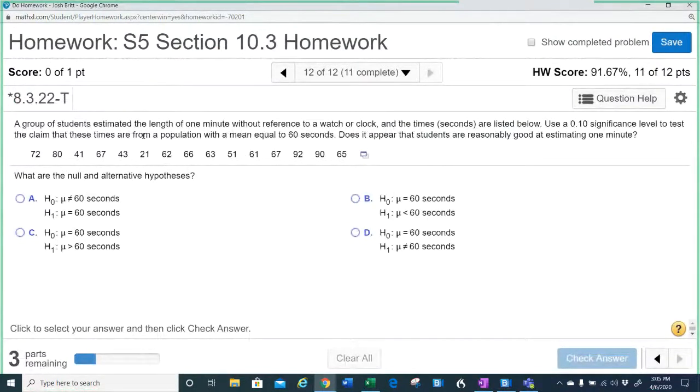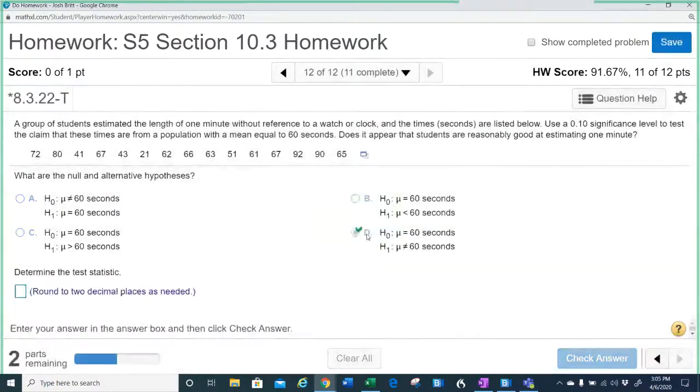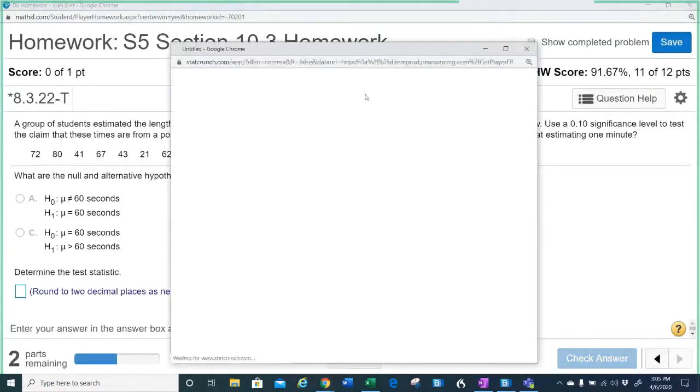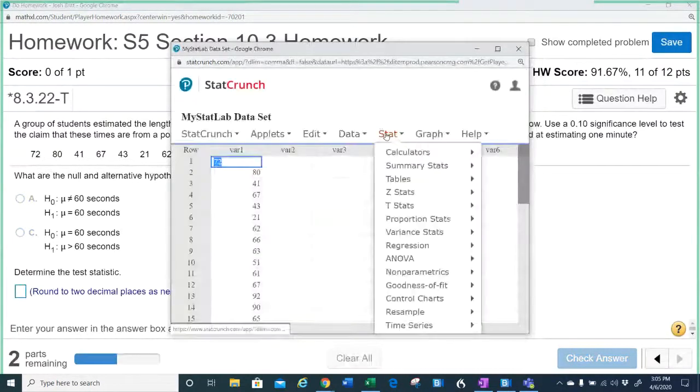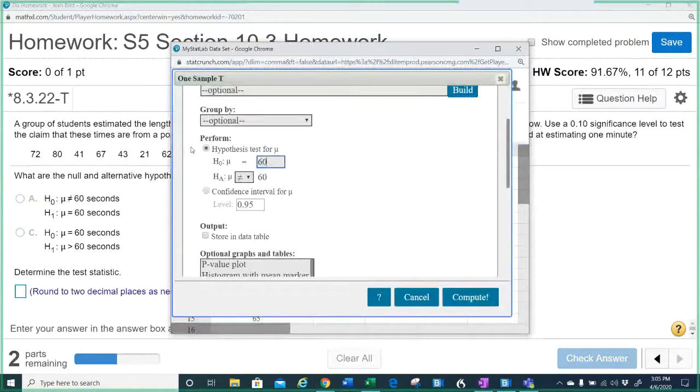All right, students are trying to estimate the length of 1 minute without reference to a clock. Use the 0.1 level of significance to test the claim that these times are from a population with a mean equal to 60 seconds. So equal 60 seconds, not equal 60 seconds. With data, one sample with data, equals 60, not equal to 60.